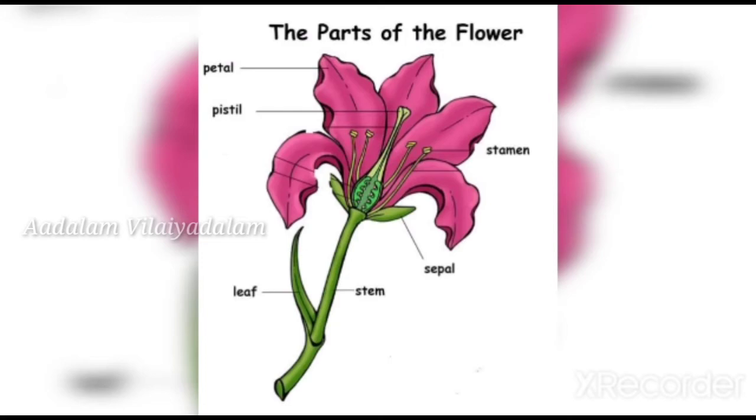Stamen. Stamen can be seen at the center of the flower. They contain pollen grains that help the plants to multiply. It is the male part of a flower. The last part, pistil. Pistil is also seen at the center of the flower. The pistil uses the pollen to help the flower become the fruit. It is the female part of the flower. Which one is the female part of the flower? Pistil. Yes.